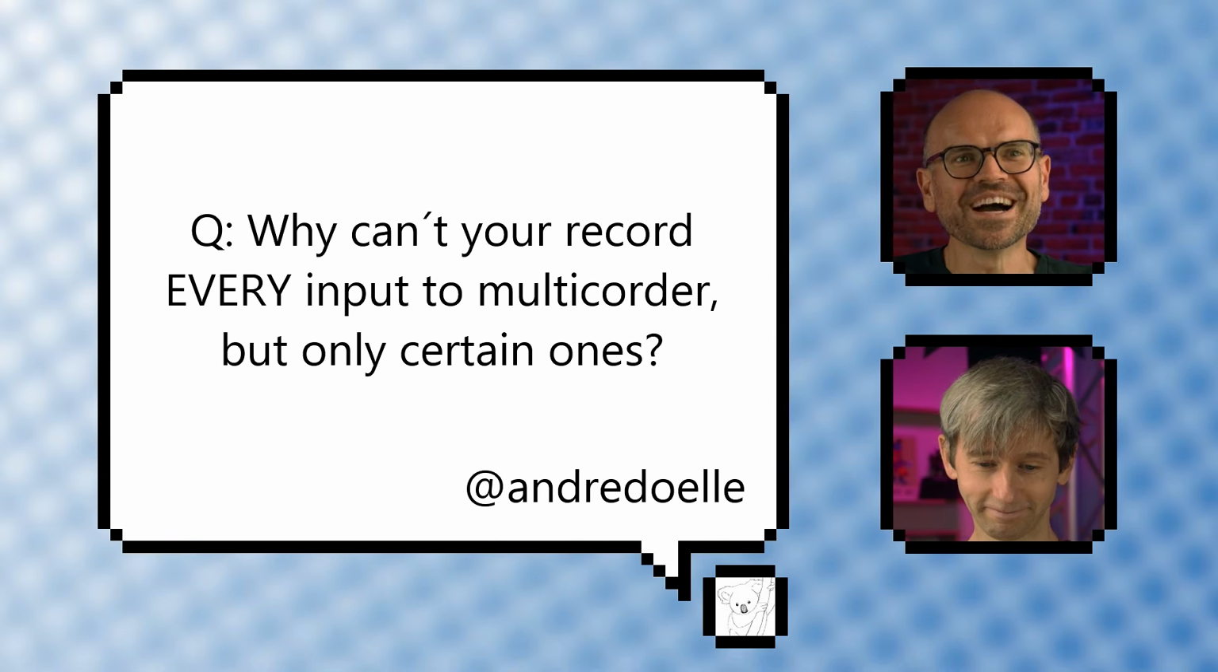Why can't you record every input to multicorder, but only certain ones? That's a good question. The way the multicorder works is it grabs the content completely raw from your cameras and from your NDI sources or OMT sources, and just dumps it to the drive. It doesn't do any processing at all, as in it doesn't render out a finished product. So if you apply a LUT or some color correction to a camera, you're not going to see those effects. They're getting recorded, just the raw content that's coming into vMix.